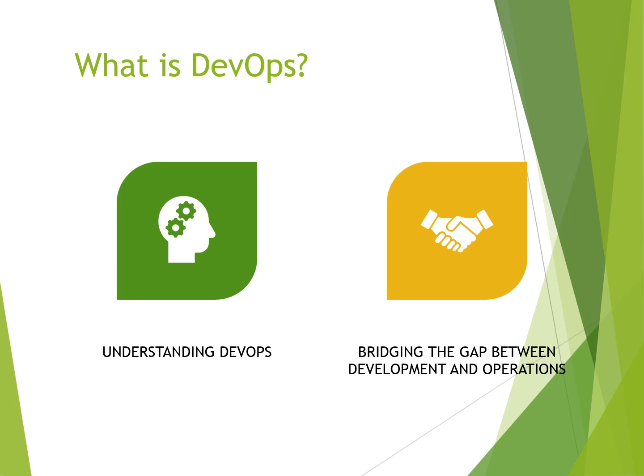What then is DevOps? DevOps is a set of practices that integrates software development, which is referred to as Dev, and IT operations, which is also referred to as Ops, to streamline the entire software delivery process. The primary goal of DevOps is to reduce the time between writing code and deploying it to production, while maintaining high software quality and reliability.